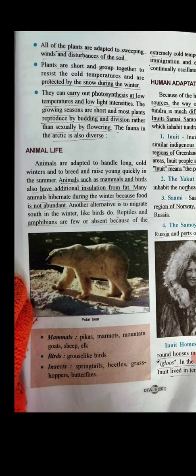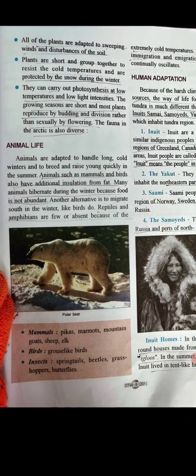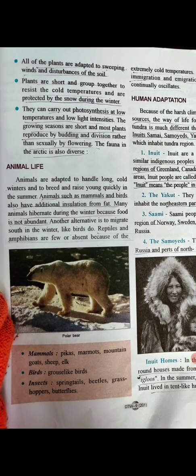Now coming to the animal life, that is fauna. These are adapted to handle long cold winters. As you studied in the taiga climate also, the animals are adapted with special characteristics to survive in the cold climatic conditions. So animals such as mammals and birds have insulation from the additional fat. We studied in the last topic that bears eat for 6 months to gain weight, so that they can survive easily during the harsh winter when there's lack of food, and also they can get insulation from their fat. And their body is covered with fur.